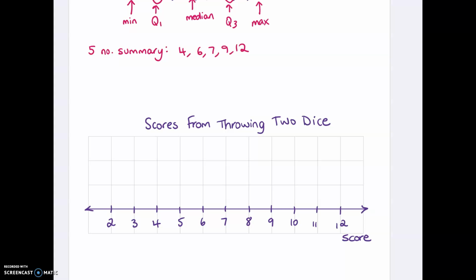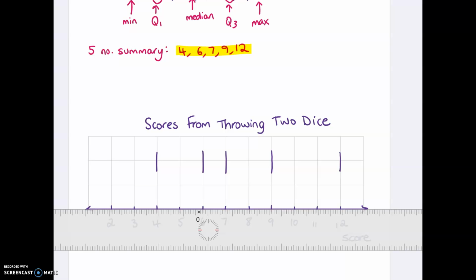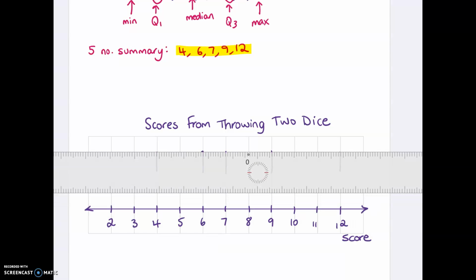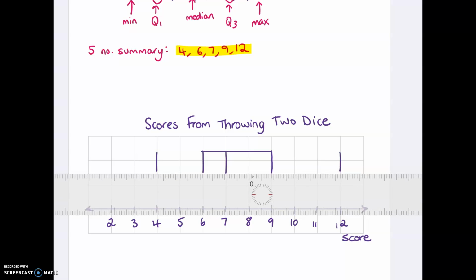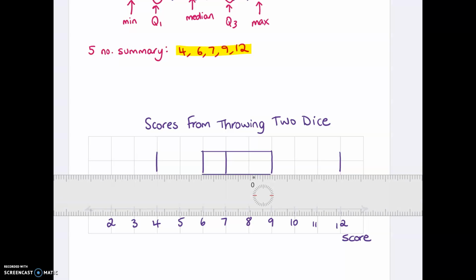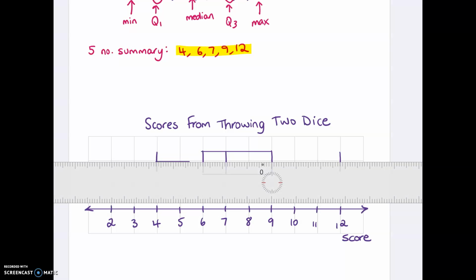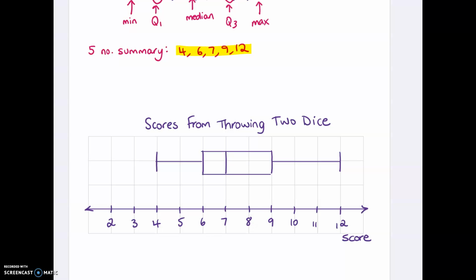So now I'm going to take these 5 numbers and plot them down on my box plot. So I'm going to put little vertical lines. The first one goes at 4. My next one goes at 6, 7, 9, and 12. And then I'm going to use my ruler. The box goes around here. And my whiskers are going to go out to the ends here. So that's a box, and I've got the whiskers. I can just fix this up a little bit. And that's it. That's drawing a box plot.